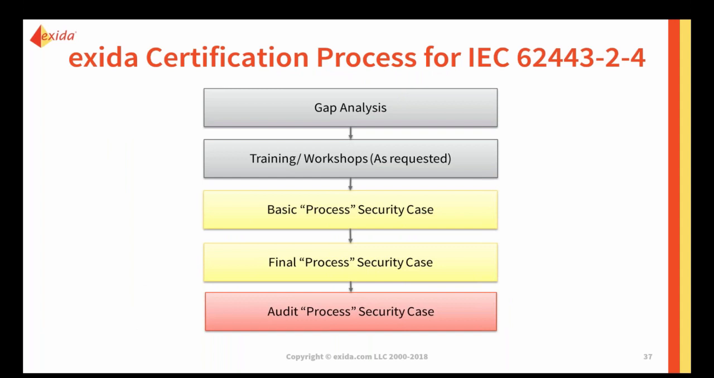And so the first step is to go through and do a gap analysis to get an understanding of really where your security program currently is. From there, either training or workshops can be used as requested to provide more detailed information. And then the process security case is defined. All of the important documentation and artifacts for showing compliance are pulled together. And this can be iterated until you've got your final process security case. And then this final process security case is what becomes audited. And if you're able to show that all of the requirements are met, then certification can be issued.